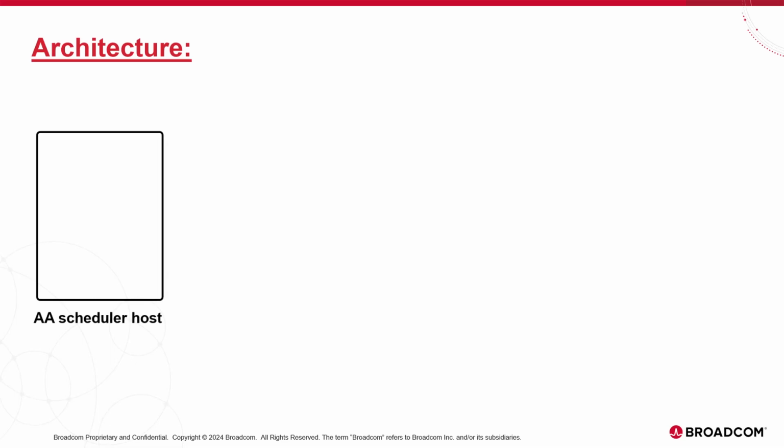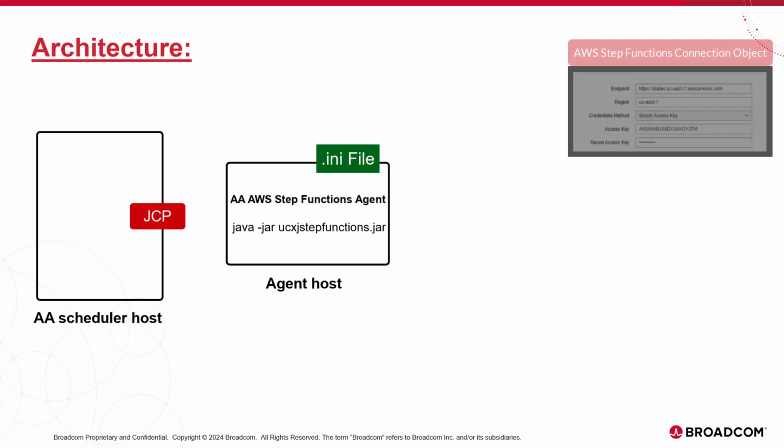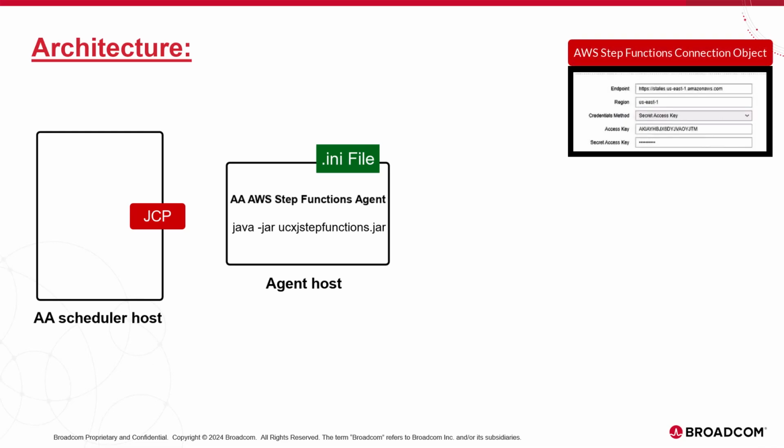A conventional architecture involves two systems, the Automic Automation host and a dedicated system for the agent. The agent is configured with a simple INI file containing standard values: system, agent name, connection, and TLS. When we start the agent, it connects to the engine and adds two new objects to the repository: a connection object to store the AWS Step Functions endpoint and login data, and a job template designed to trigger start and restart jobs.